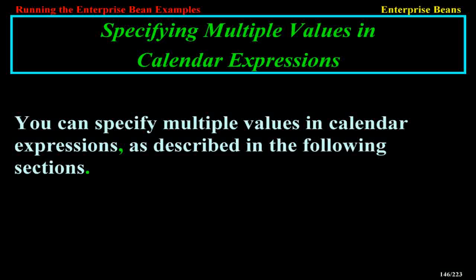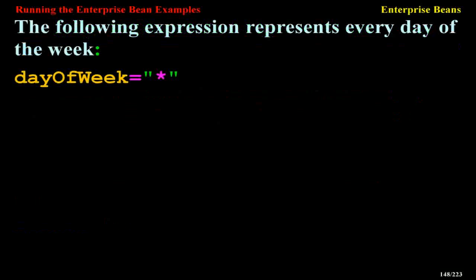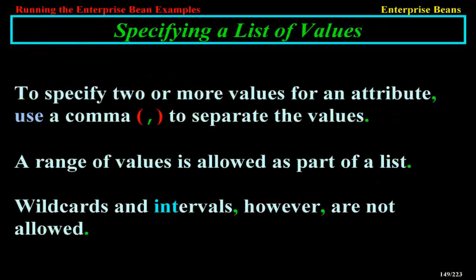Specifying multiple values in calendar expressions. You can specify multiple values in calendar expressions, as described in the following sections. Using wildcards in calendar expressions: setting an attribute to an asterisk symbol represents all allowable values for the attribute. The following expression represents every minute: minute equals asterisk. The following expression represents every day of the week: day of week equals asterisk.